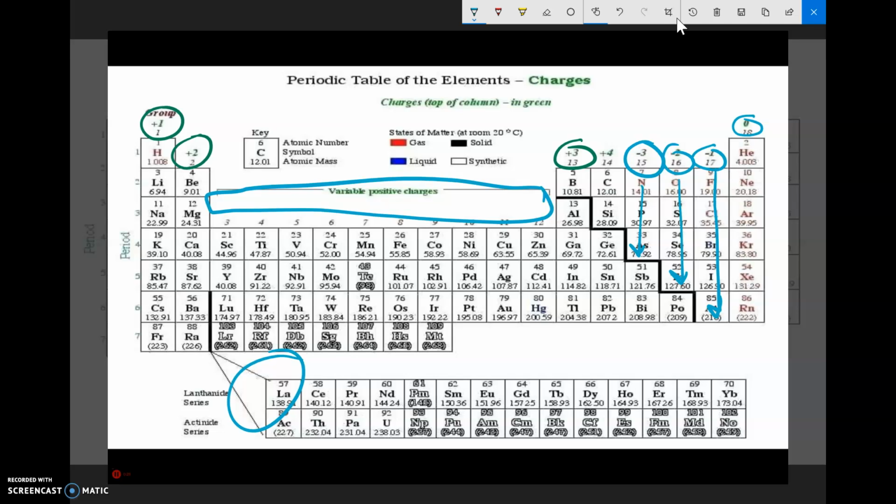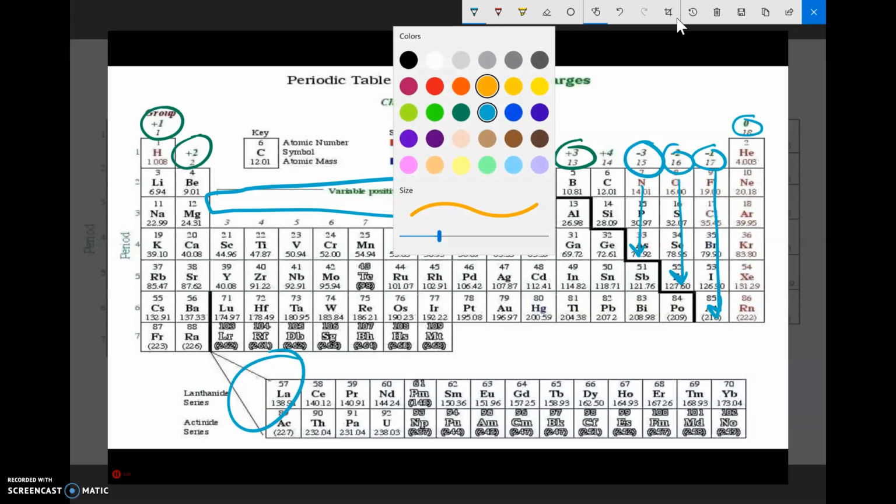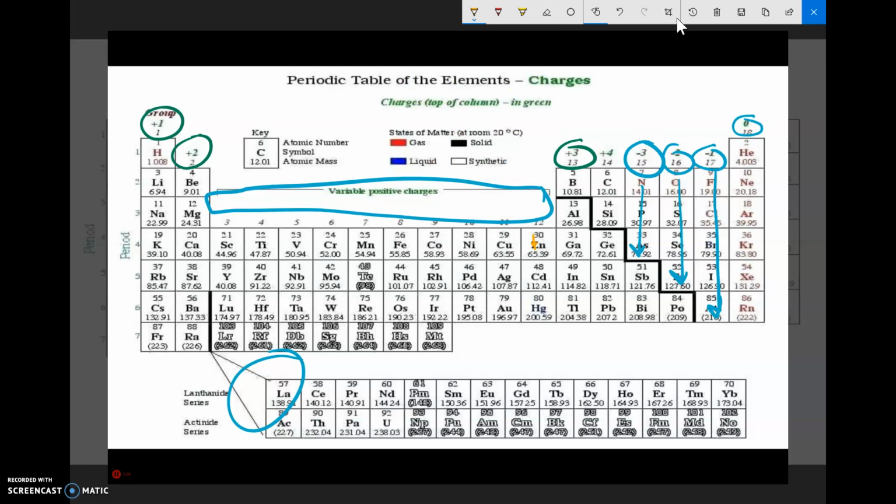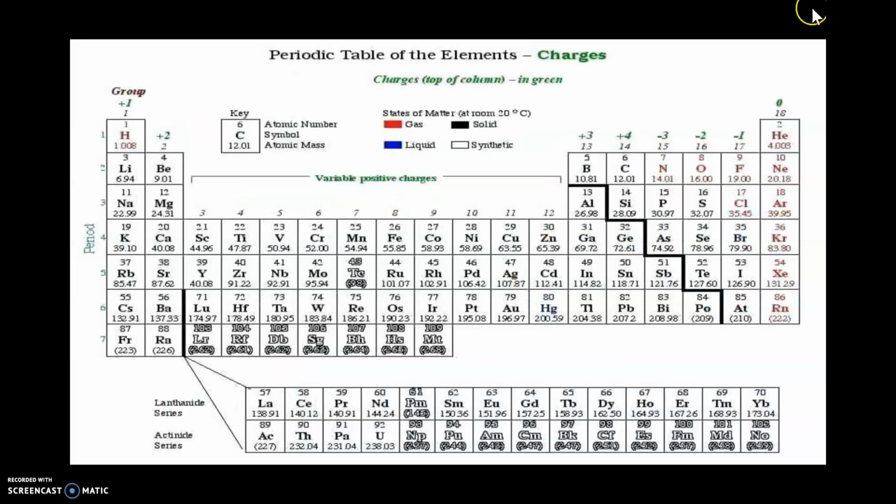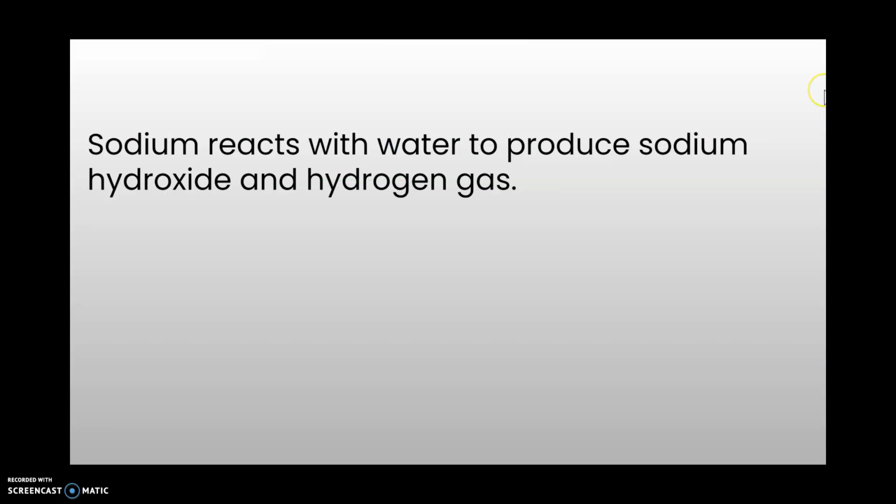And all these guys in the middle, and even down here, they have variable positive charges, and so we need to make sure that we use Roman numerals. There are 2 exceptions to this, zinc and silver. Remember that zinc is a +2 and silver is a +1. Okay, those are your charges from our last unit. Okay, let's go ahead and get started with number 6.